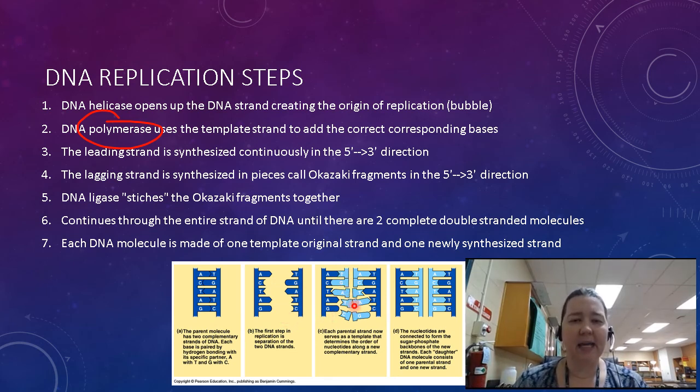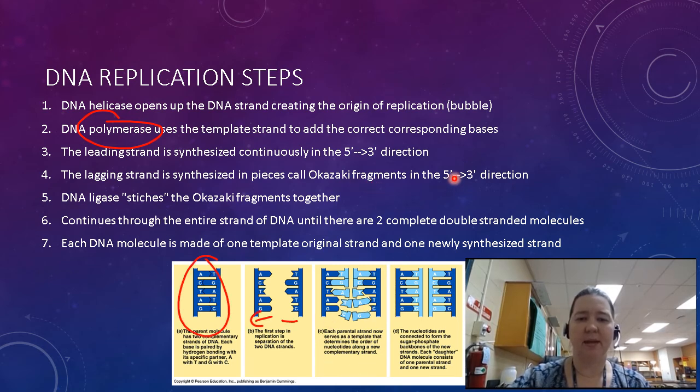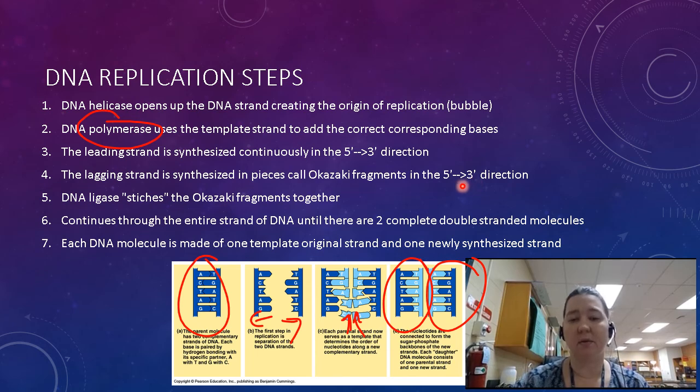And then DNA ligase stitches those Okazaki fragments together to make one long continuous strand. And then this continues through the entire strand of DNA until there are two complete double-stranded molecules. Of those, one is the original strand and one is the new strand. So you can see here, we start with the strand together, we separate them, and then we fill in with the new bases, and then at the end we have two strands, one that is old, quote unquote, the template strand, and one that is new.